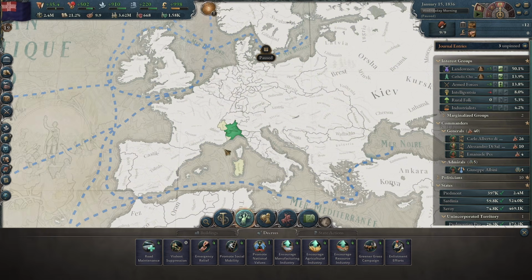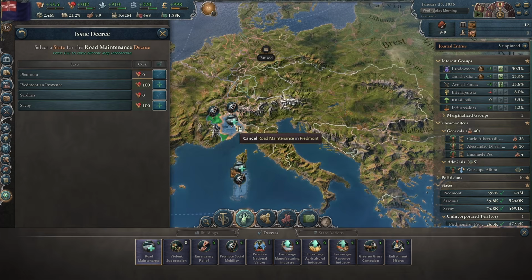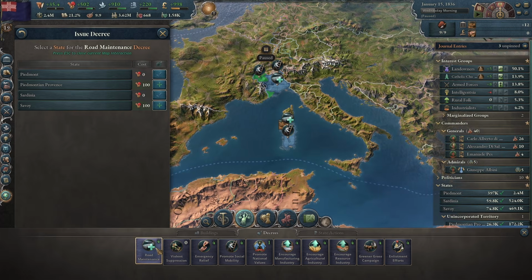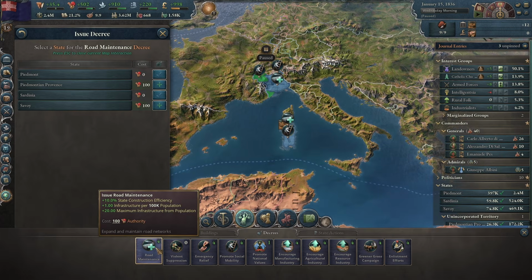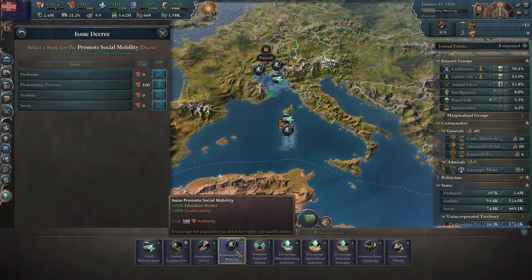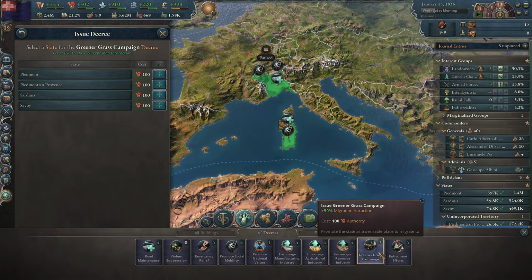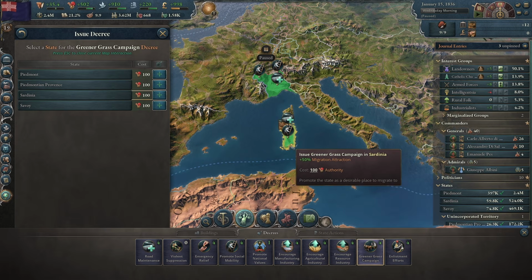So a decree gives you a state modifier. In this case, road maintenance gives us a little bit of extra state construction efficiency, a little bit of extra infrastructure. Promote social mobility gets us education access. Greener grass campaign gets us migration attraction. But it modifies only one state.